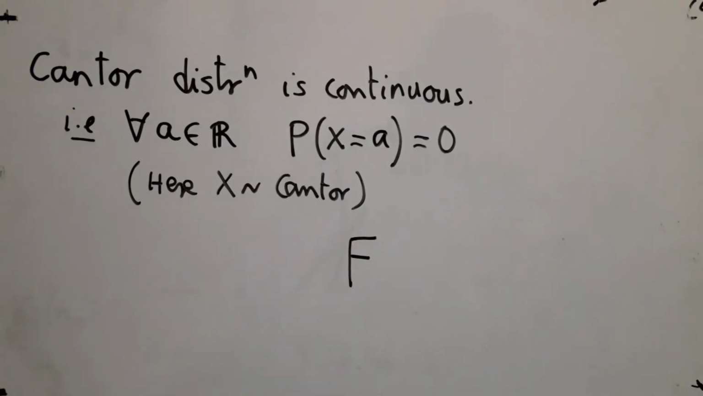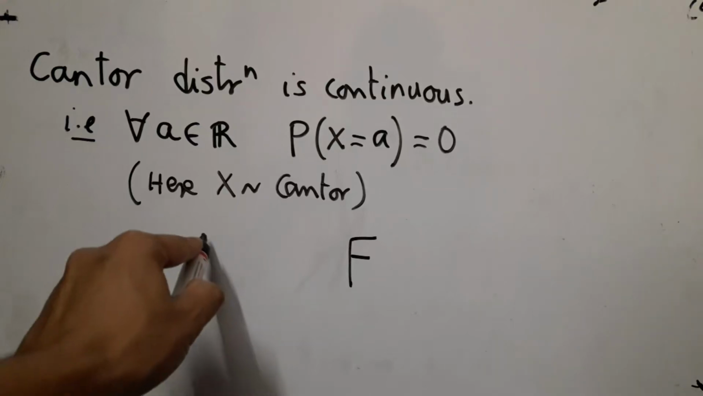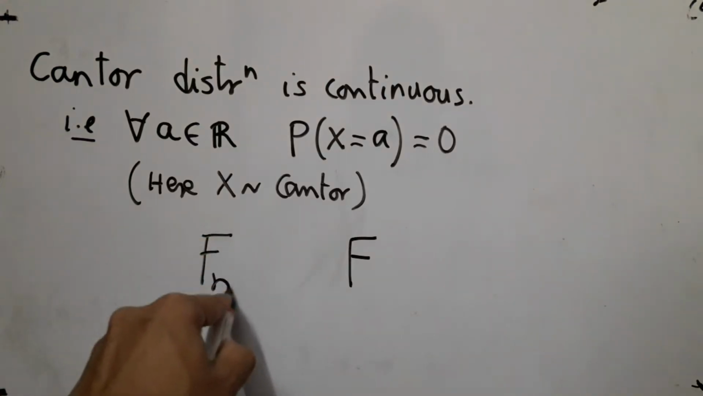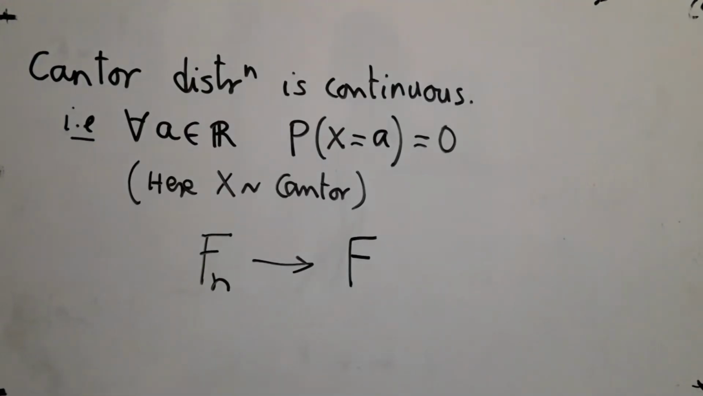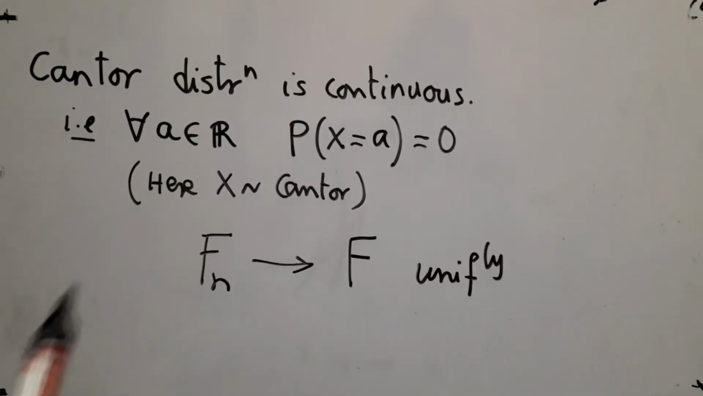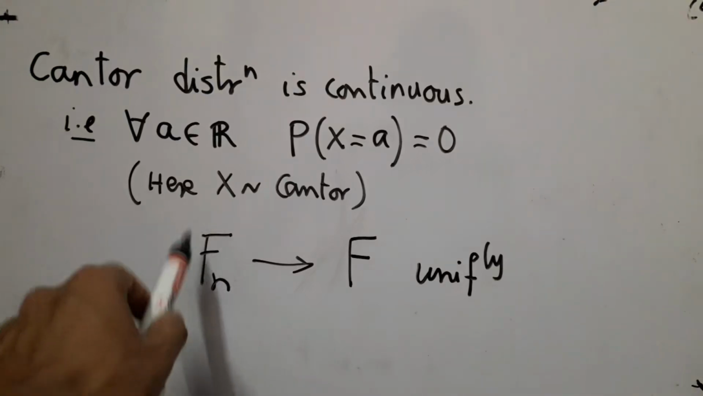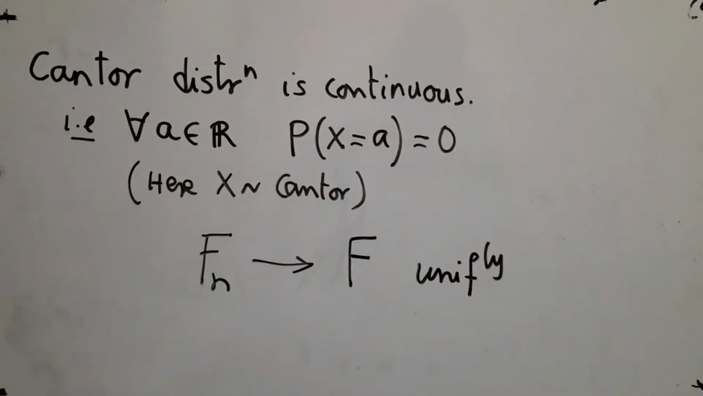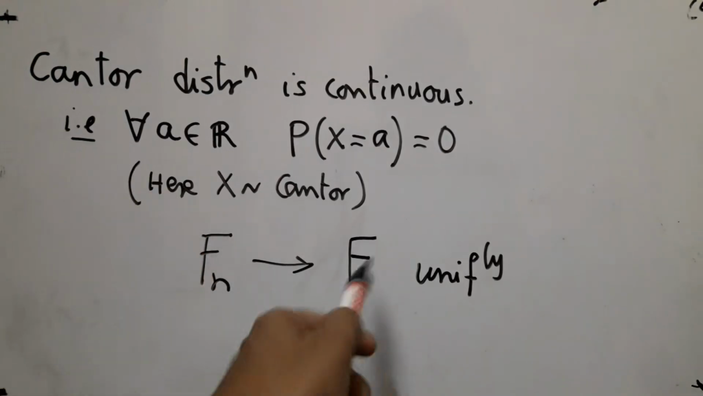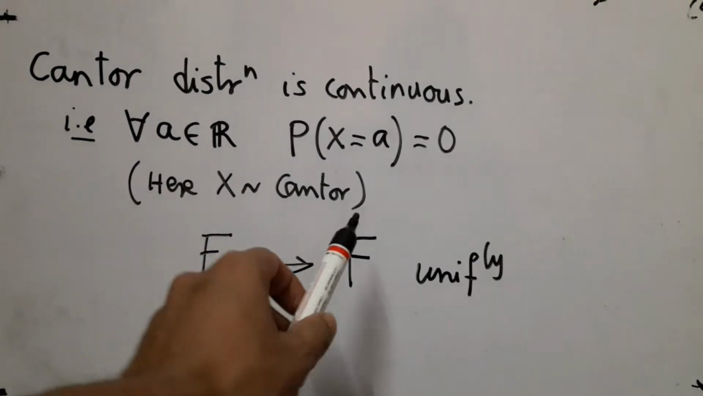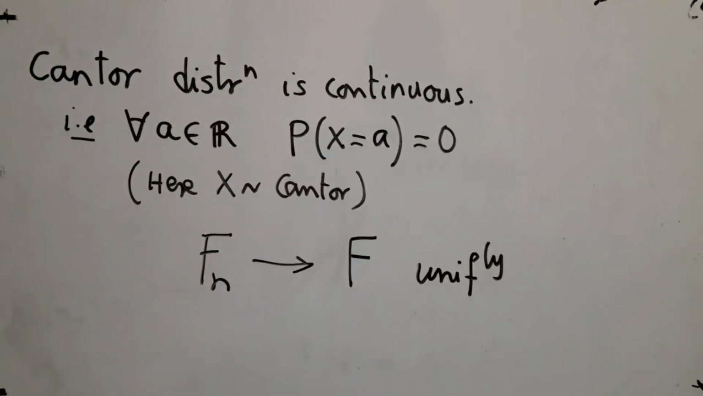Now let F denote the CDF of Cantor distribution. Then you have already seen that this F is the uniform limit of certain CDFs Fn. Each of these Fn's, as we have seen in the last two videos, are nothing but distribution functions of certain uniform distributions. So these Fn's correspond to densities, so these are all continuous functions, and it's the uniform limit of continuous functions, hence F must be continuous.